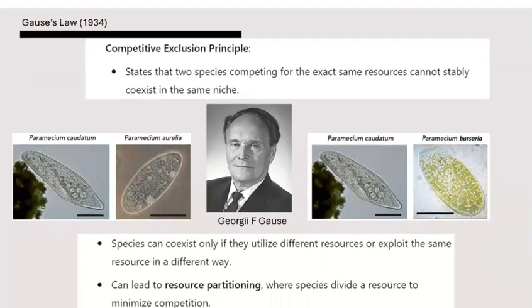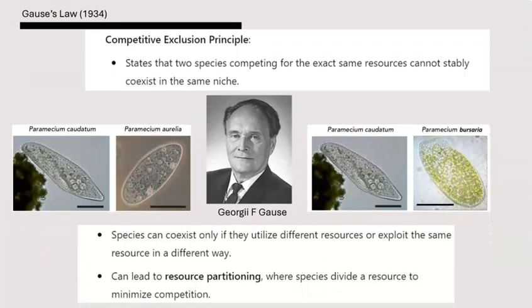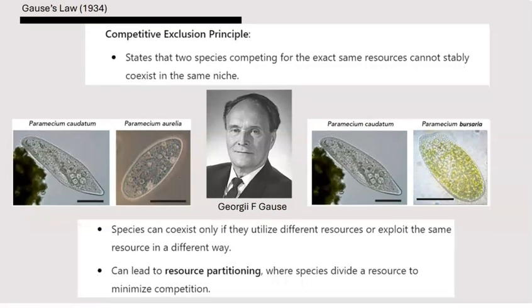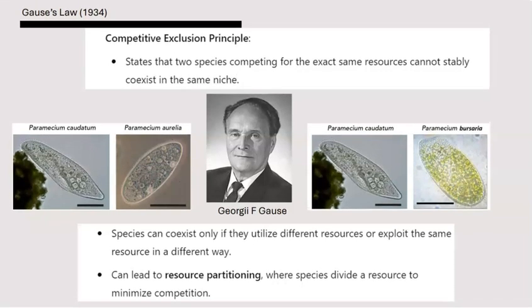So this is an image of Georgy Gause, a famous Russian ecologist. He worked on a number of types of ecology, including predator-prey work, but also later in his life went on to work on antibiotics. So Gause's law was published way back in 1934, nearly 100 years ago.